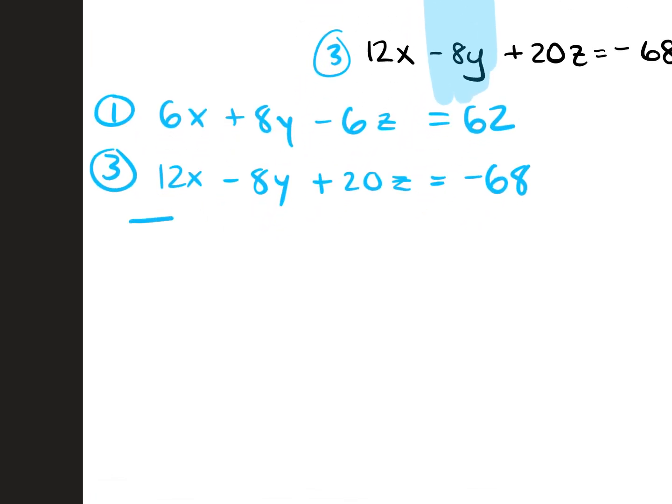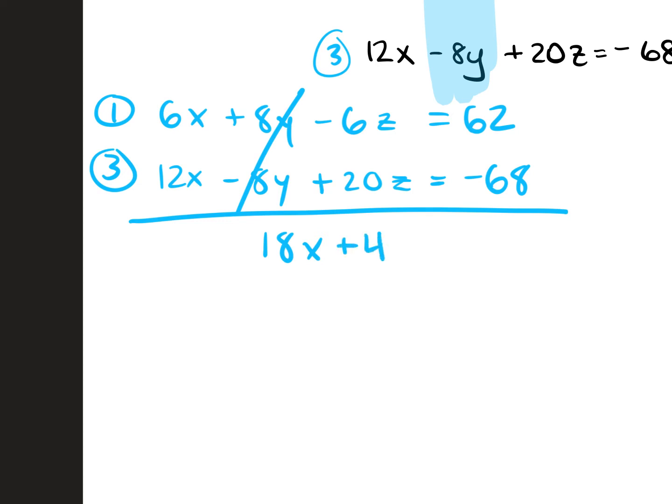So now we just combine our like terms, because do our y's cancel out? Yeah, so we don't even need to multiply them by anything. We're just going to combine our like terms because they already cancel. So 6x plus 12x is what? 18x. Negative 6z plus 20z? 14z. And 62 minus 68? Negative 6.